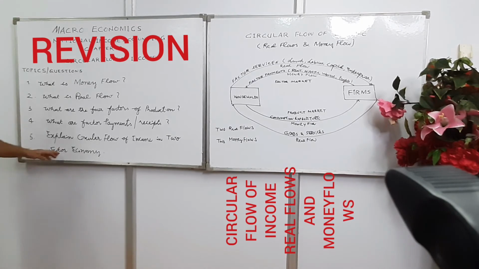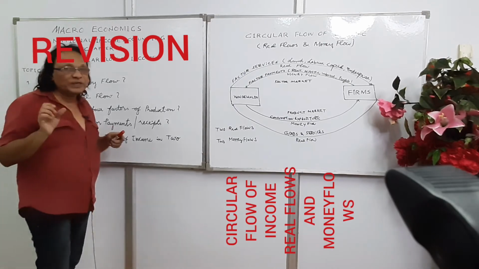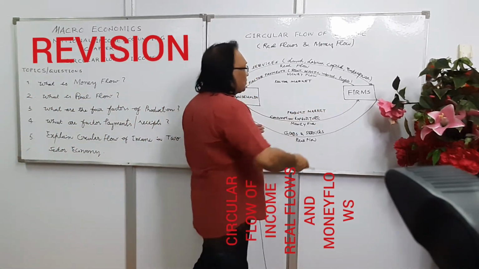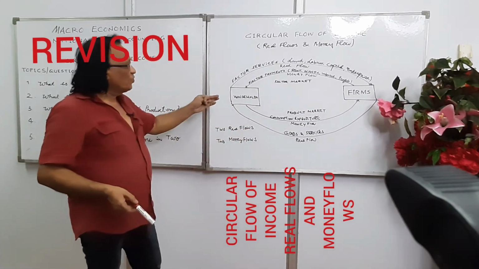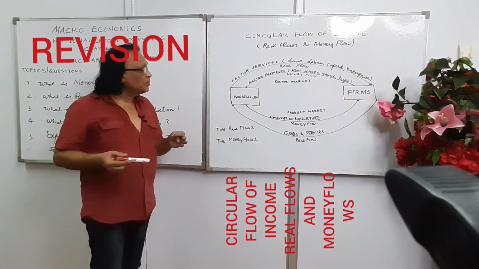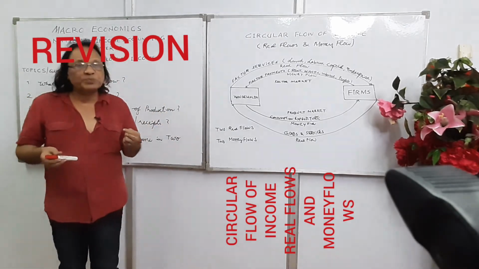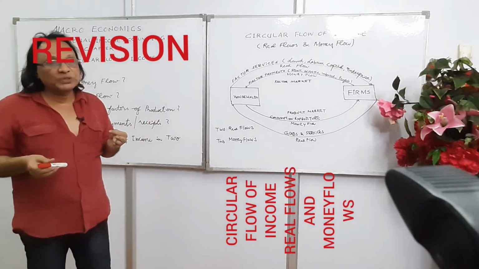Explain the circular flow of income in 2-sector economy. Here we assume there are 2 sectors in the economy. One is household, the other one is firms. Households are the owners of 4 factors of production. The households provide the factor services, land, labor, capital, and entrepreneurship to the firms for producing goods and services.